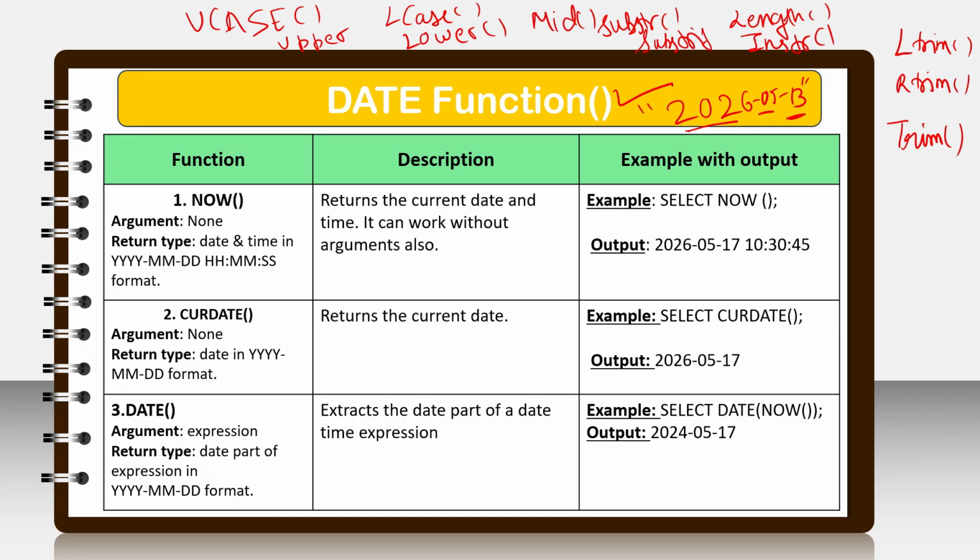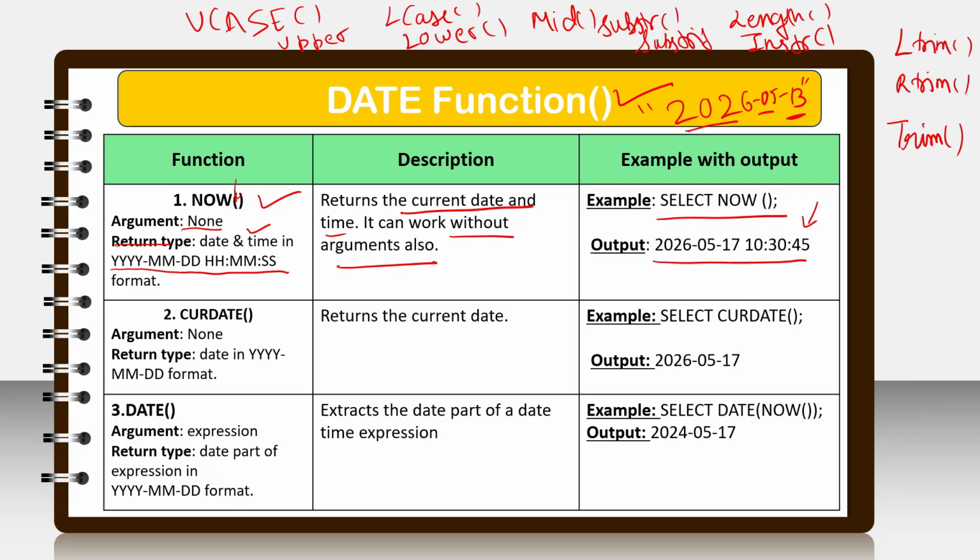Now the first function is NOW. It does not take any argument, that is, in the brackets we cannot provide any value, and the return type is date and time in year, month and day format, and it will also give time. So it returns the date and time of your system. The description is: return the current date and time. It can work without arguments. Here we have written a query, select now bracket. It will give the system date and time. When you execute, it will give you the date and time of your system.